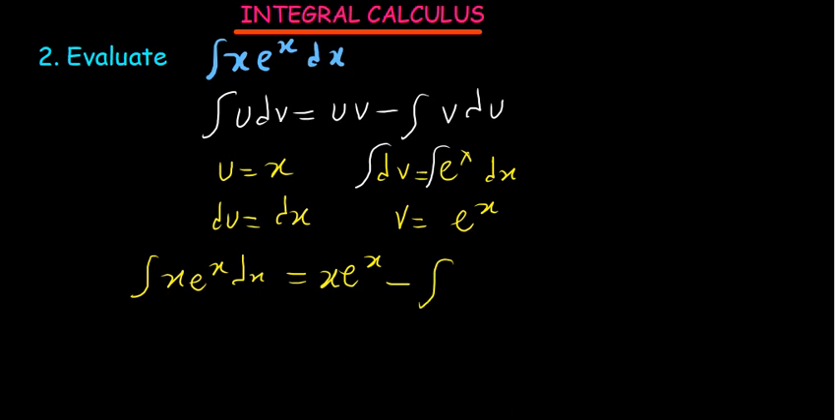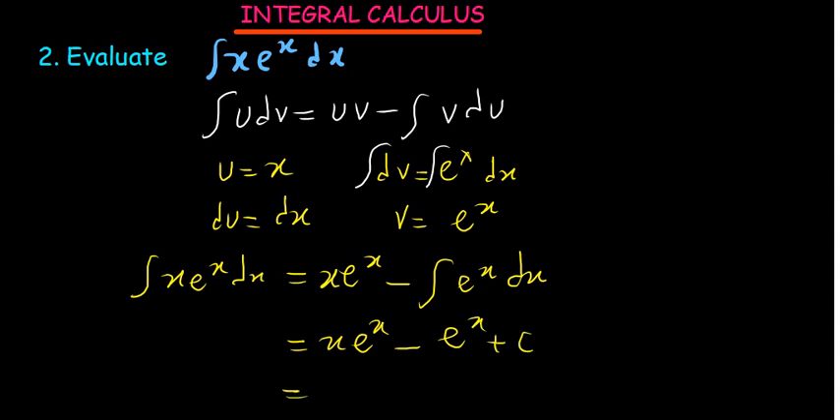Minus the integral, where there is v, we are putting e to the power x. And where there is du, what is du? du is equal to dx, so we're going to put dx there. That gives us x e to the power x minus, what is the integral of e to the power x? Well, that is also e to the power x. Then we just add the constant c.